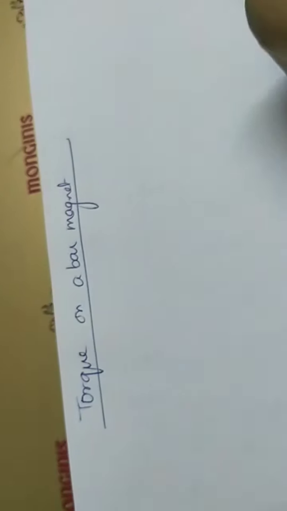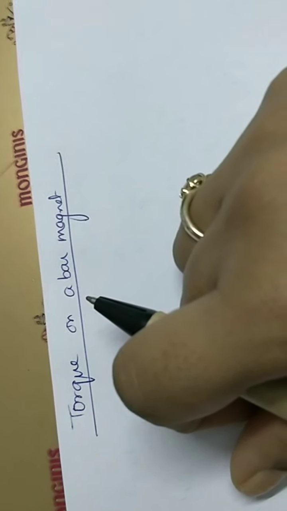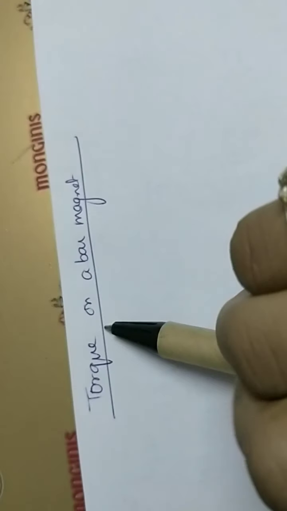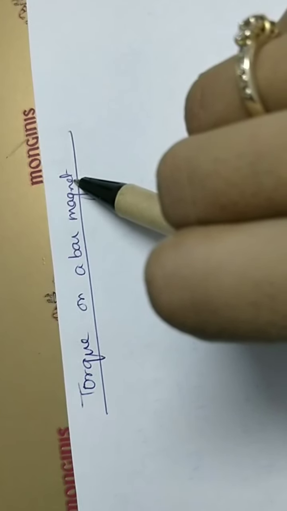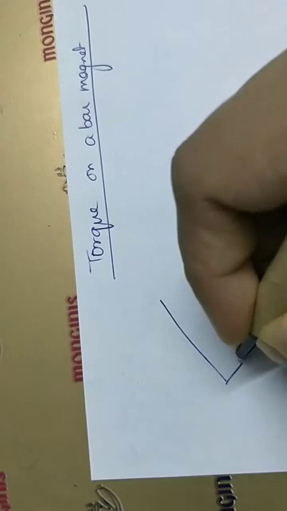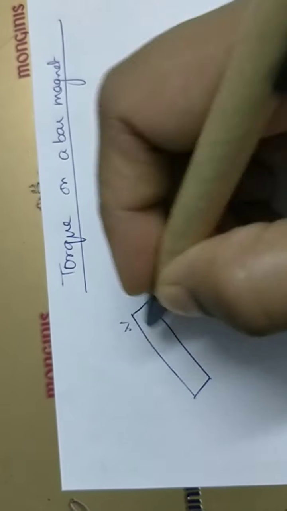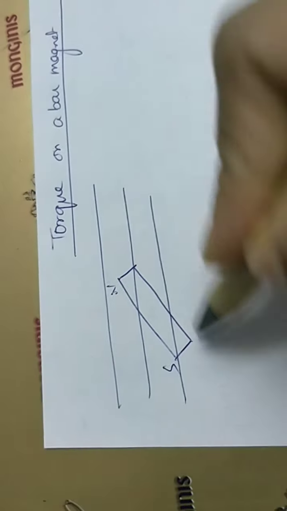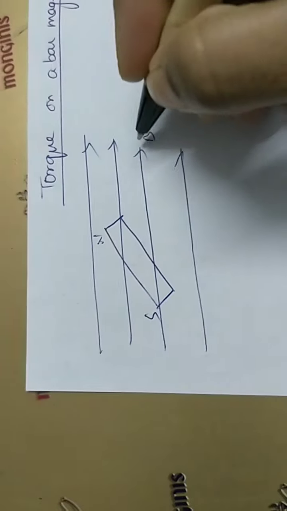You know that if there is an electric dipole kept in an external electric field, there will be torque. Similarly, if you have a bar magnet kept in an external magnetic field, there will be torque on it. To explain, suppose this is a bar magnet, this is the north pole, this is the south pole, and you have a uniform magnetic field inside which this magnet is kept. This is the direction of the magnetic field.